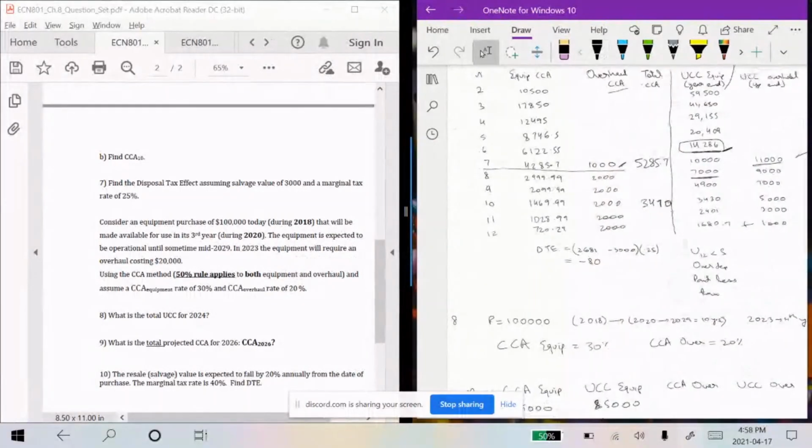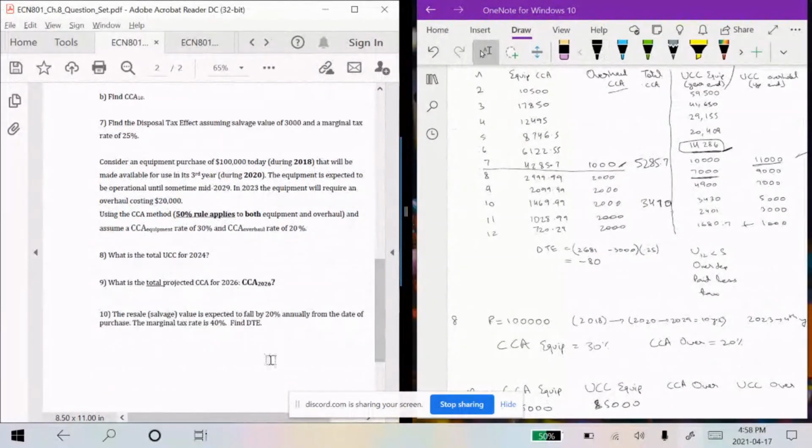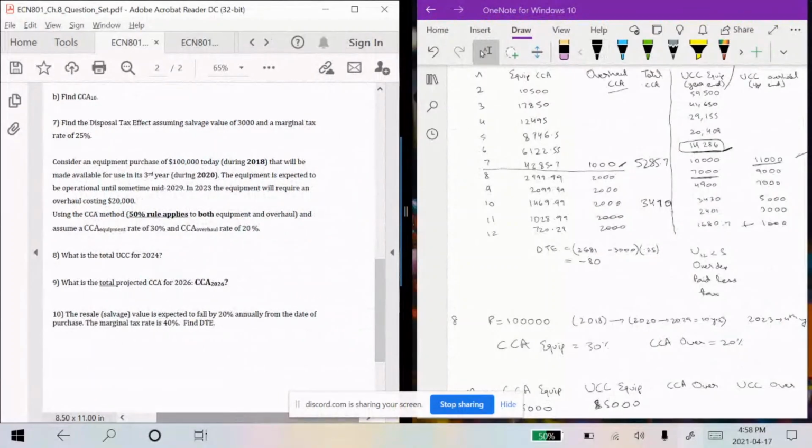Right, so for the next one, they're asking, this is the second problem. Consider an equipment purchase of $100,000 today in 2018, and it's made available for use in its third year. The CCA starts only when it's available for use, in this case the third year. The equipment is expected to be operational until mid 2029, and in 2023 it'll require an overhaul costing 20,000.